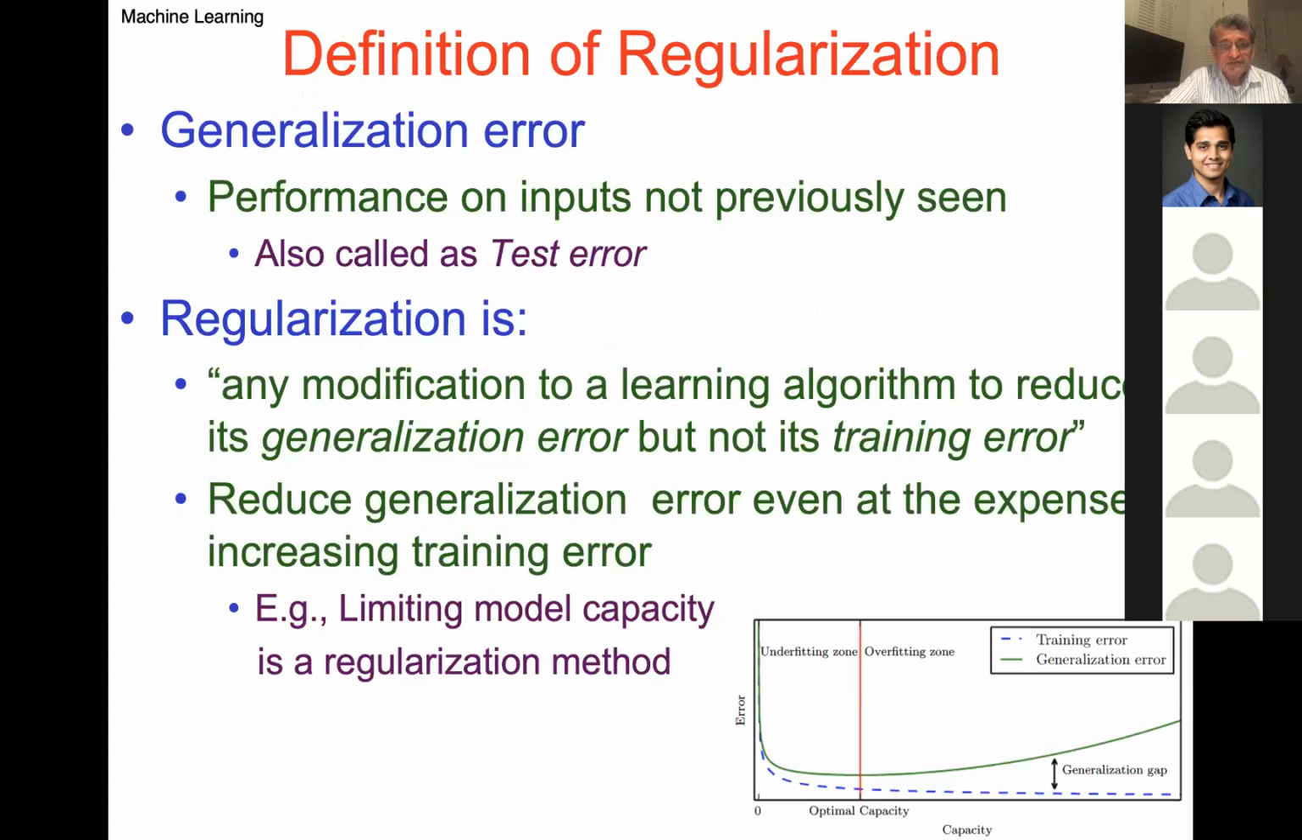So, definition of regularization. Generalization error should be minimized: performance on inputs not previously seen. It's also sometimes called the test error. And regularization is any modification to a learning algorithm to reduce its generalization error, but not its training error. Right? So there's an example given over here where the error keeps going down and down and down with the training set, which is the blue dots here.